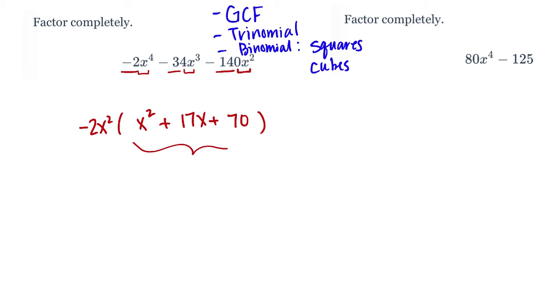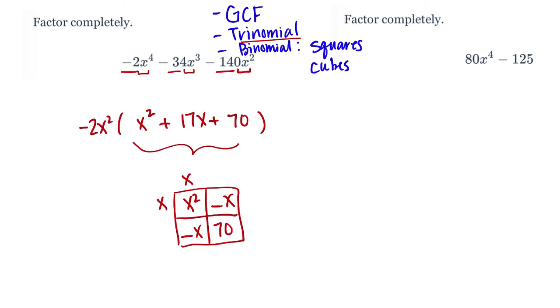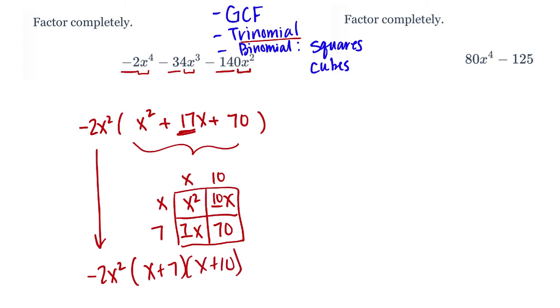Okay, so now I've got this trinomial. So I'm going to think about what would multiply to give me x squared, 70, and then something plus something to combine to give me 17. So I know it's got to be x's, and then for 70 there's a lot of different options, but if I want to add to get 17, it would be a 7 and a 10. So I'm going to keep this negative 2x squared, and then I have x plus 7 and x plus 10.